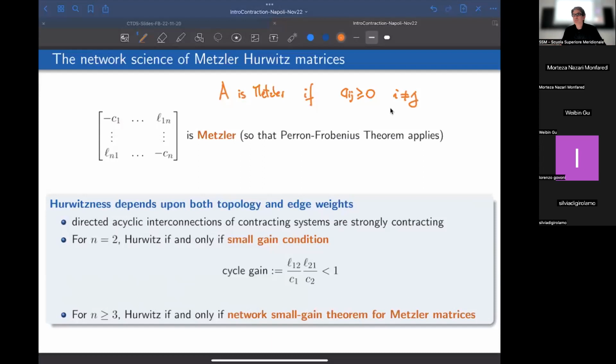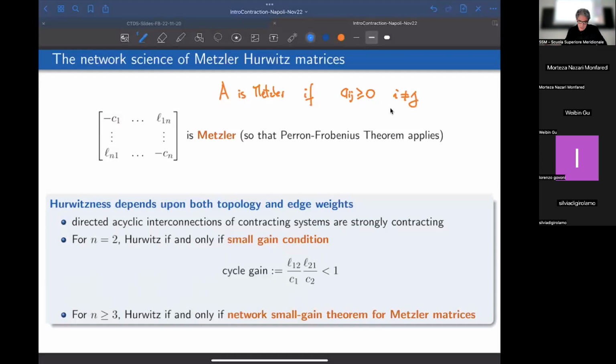We could spend a couple of hours talking about Metzler matrices because they're very rich and exciting objects. If you're interested, there are many references. For example, not the only one is my text on linear network systems, which is also freely available on my website.